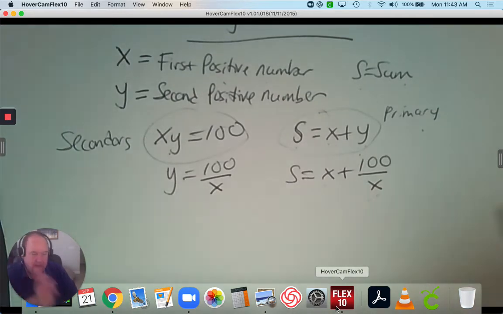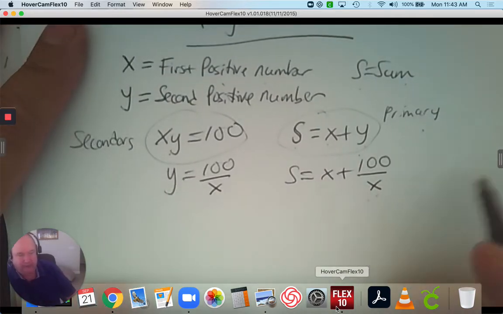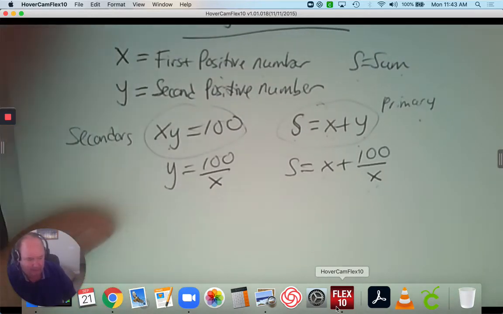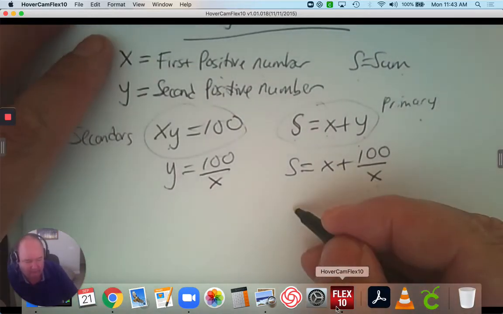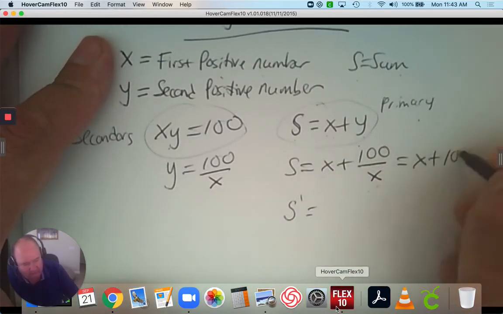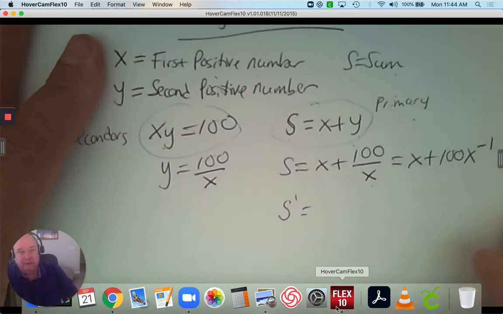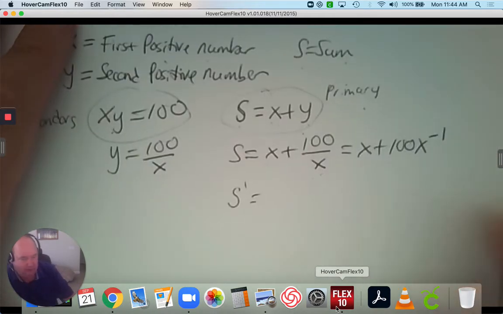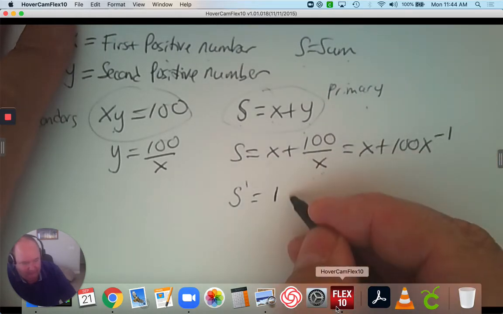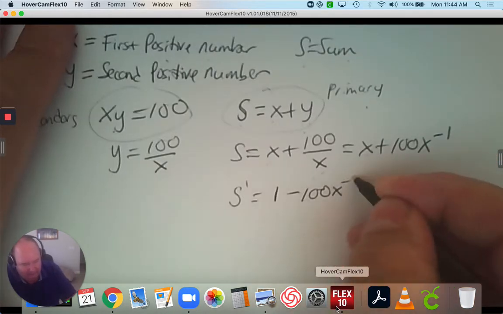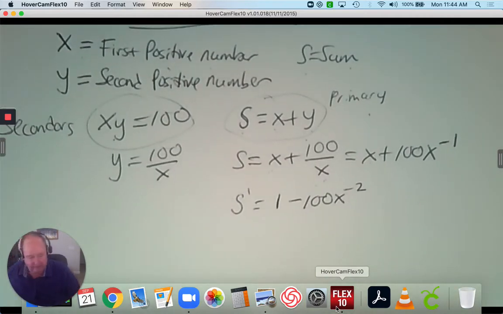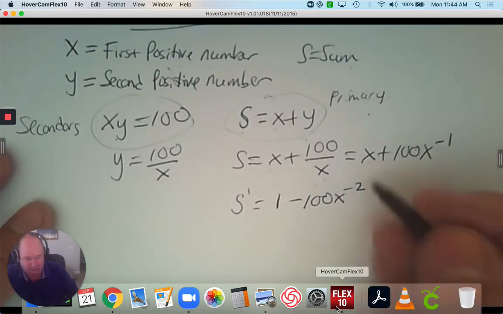All right, so now to optimize, that is to find the maximum or minimum value of what I'm looking for, I need to take the derivative and find the critical numbers. I'm going to write this as 100x to the negative 1, so I can do the power rule. The derivative of x is 1. Negative 1 times 100 is negative 100, and then subtract 1 from the exponent. So it's 1 minus 100x to the negative 2, the derivative.